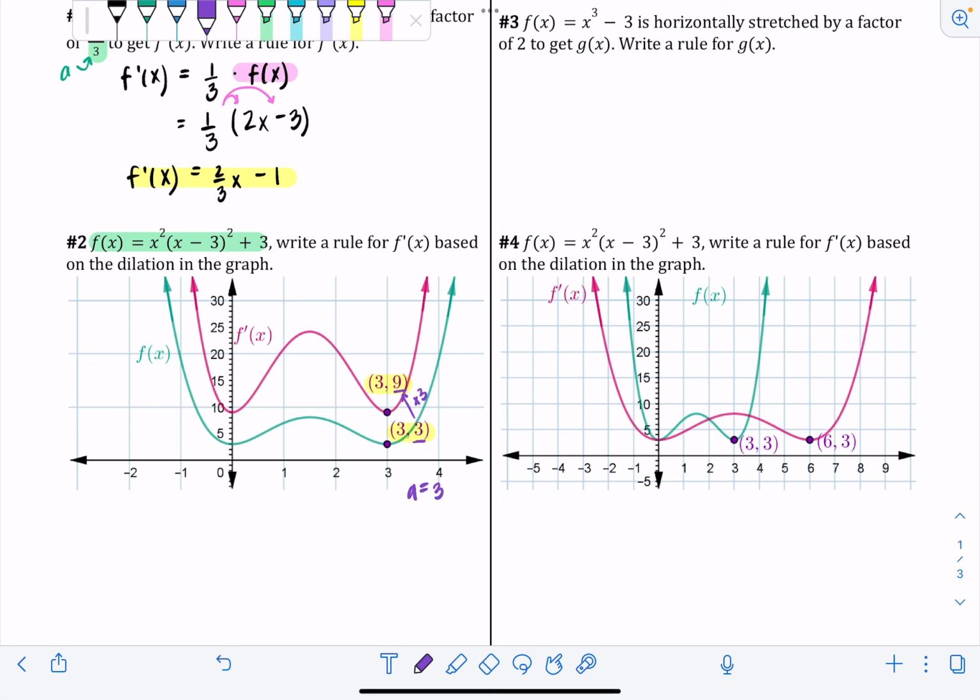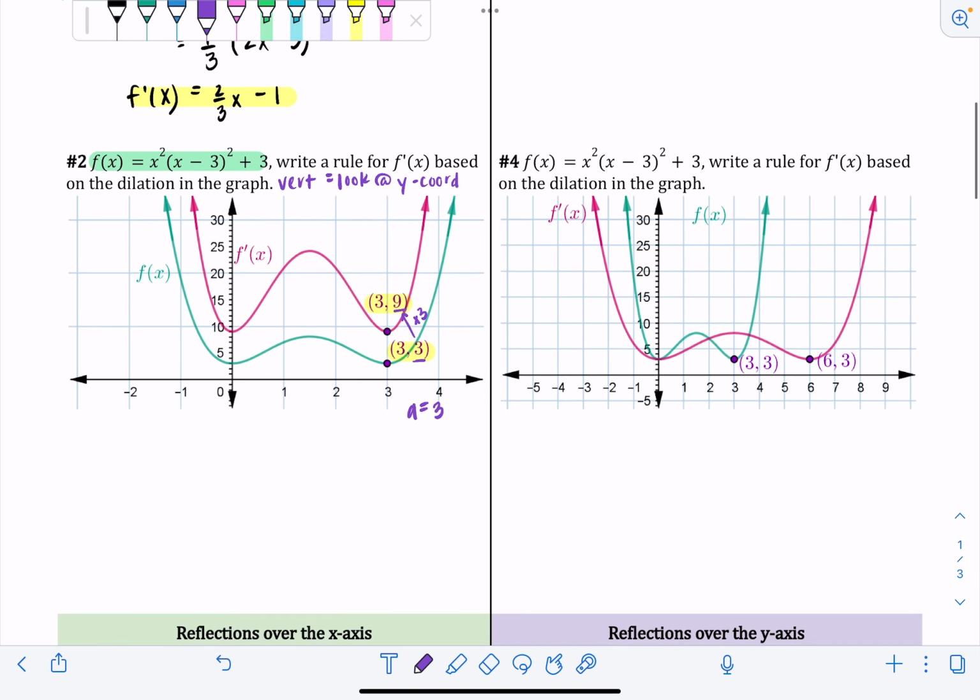so vertical stretch means look at the y. And then horizontal, we would look at the x, because that's changing the width of the graph. Okay, so as soon as we know that a equals 3, instead of a times f of x for my vertical stretch or shrink, it would be 3 times f of x. In this case, it's a stretch because a is greater than 1.